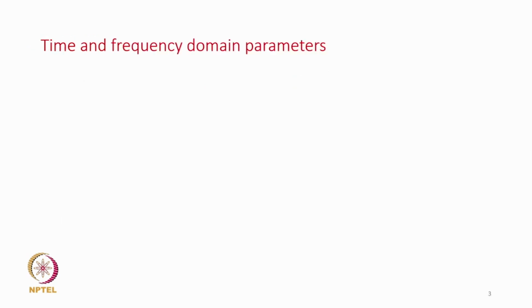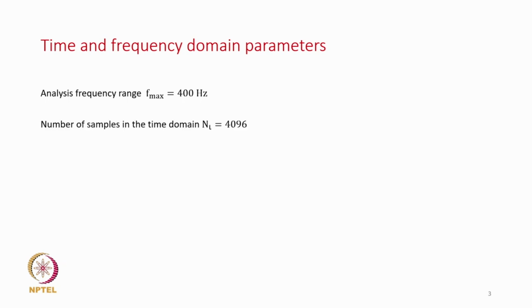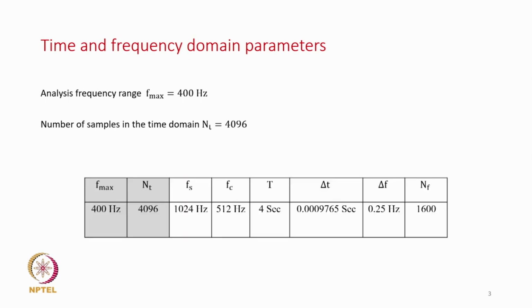And we would use the same time and frequency domain parameters as we used for the FRF measurement with random excitation. So we are going to use a frequency range of 0 to 400 hertz, and the number of samples in the time domain is 4096, and the other parameters would get automatically fixed, which are as follows. We have a sampling frequency of 1024 hertz, anti-aliasing filter cutoff frequency 512 hertz, a record length of 4 seconds, frequency resolution of 0.25 hertz, and there are 1600 lines in the spectrum of the signal.